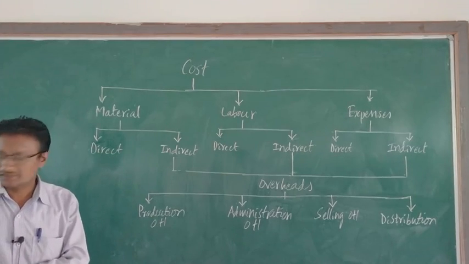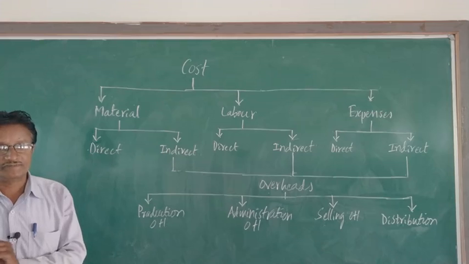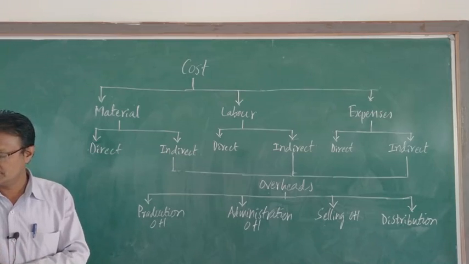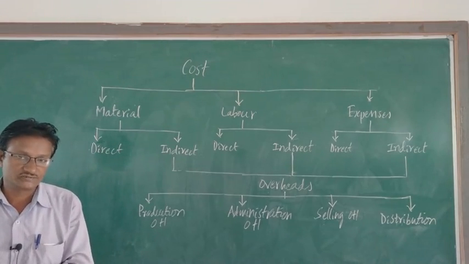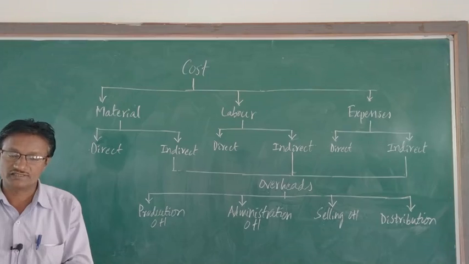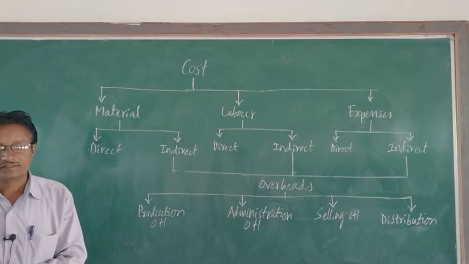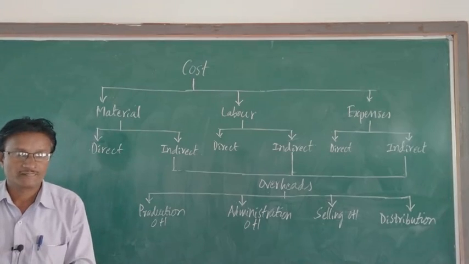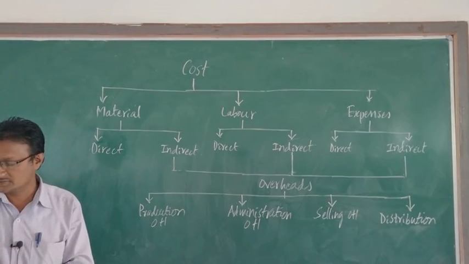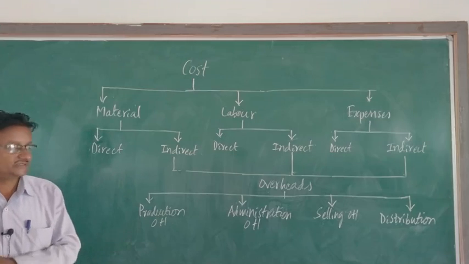Direct expenses are those expenses which can be specifically incurred in connection with a cost unit. These are the expenses which are incurred specifically in connection with a cost unit. For example, carriage inward, freight, custom duty, import duty, dock charges, royalty paid to the landlord, etc. These are the direct expenses.